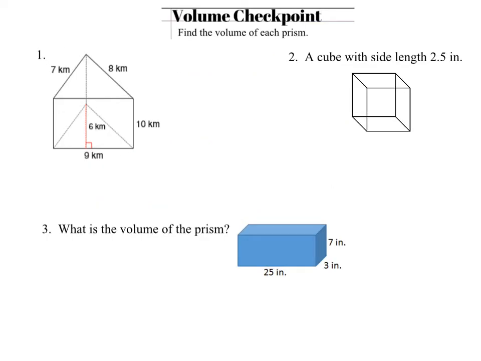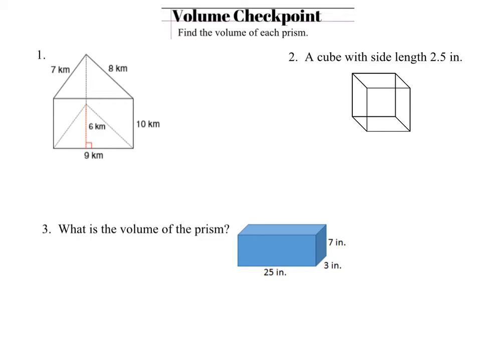Alright, so yesterday we began talking about volume. Volume is the space inside of a three-dimensional object. A three-dimensional object has a length, a width, and a height. Today you're going to spend most of the time practicing calculating the volume of different prisms. We're going to do a quick checkpoint to review what we did yesterday.